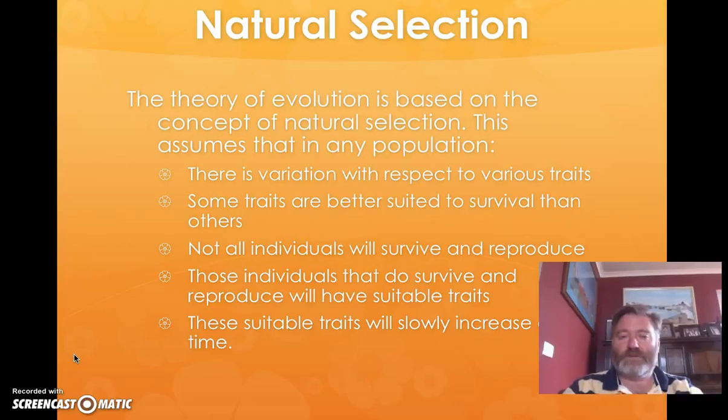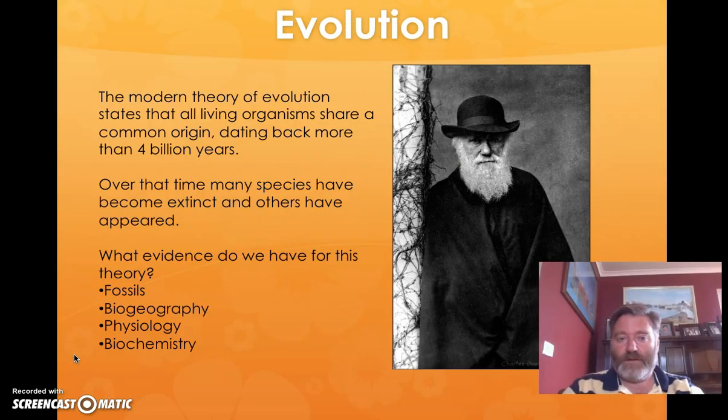So the theory of evolution is based on the concept of natural selection. Essentially, natural selection says there is variation with respect to various traits in a population. Some traits are better suited to survival than others. Not all individuals will survive and reproduce. Those individuals that do survive and reproduce will have traits suitable to their environment. And over time, those suitable traits will slowly increase in the population. And this could lead to a completely new species, and often does.